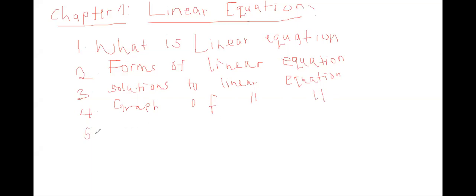Then we'll also look at where we have two or more linear equations that we bring together. In your high school, some of you must have had it as simultaneous linear equations. Some people call it a system of equations or system of linear equations. The word system is trying to justify that we have more than one linear equation.